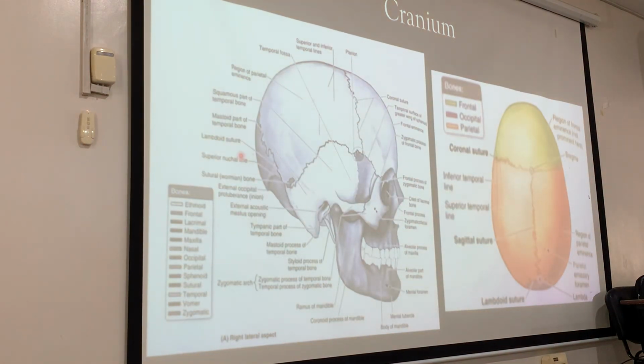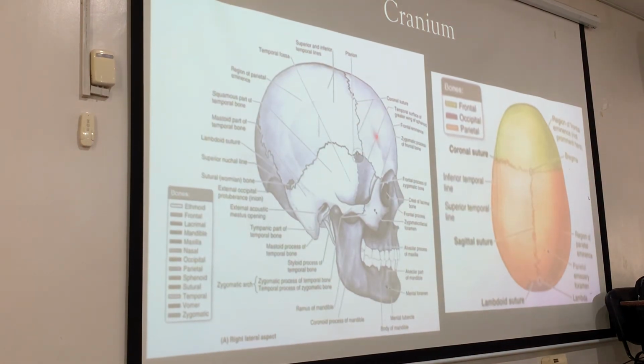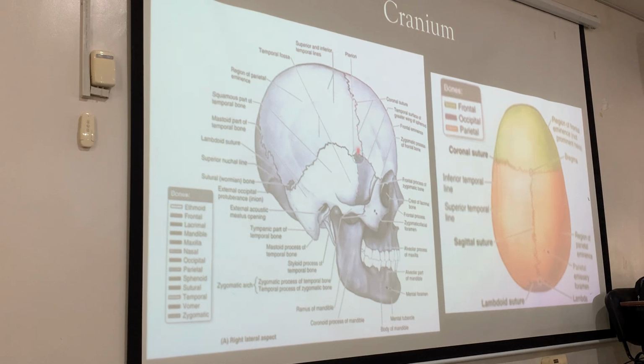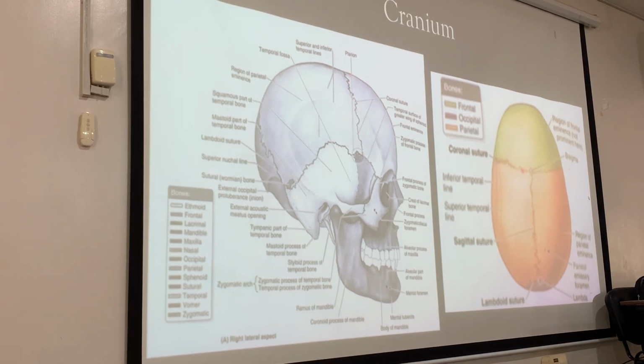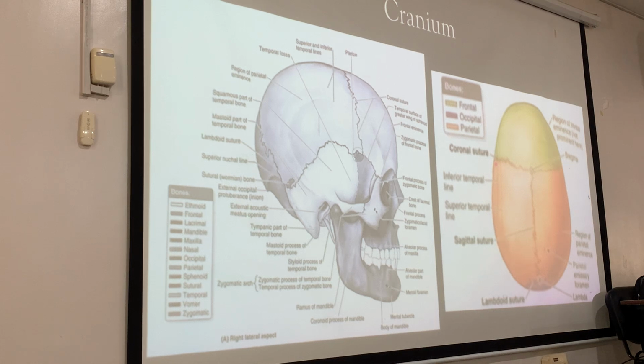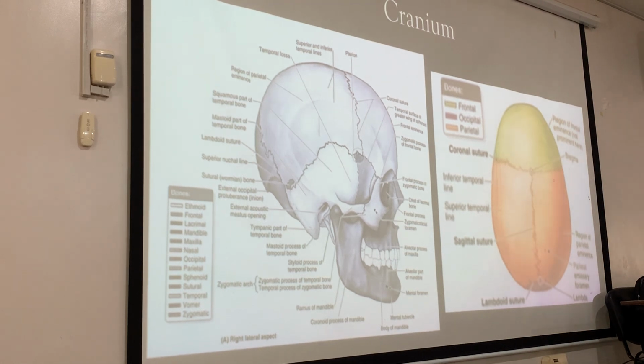Again, a side view of the cranium, and we see here the different sutures. In between the frontal bone and the parietal bone, we have the coronal suture. This is a side view, and this is a top view of the coronal suture. Here you are seeing the cranium from above, looking at the patient's head from above. That's the coronal suture.